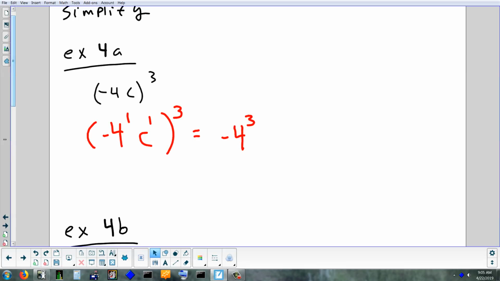All right? Melanie, what about this? What about the c? C to what power? So when I had the 3 on the outside, I got negative 4 to the third. How about my c? C to the third, I'm just multiplying.